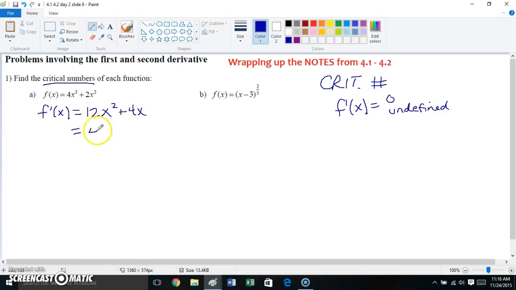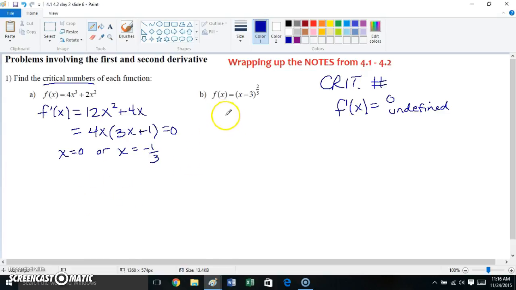Let's factor this, pulling out a common factor of 4x. We're left with 3x plus 1. We want to know when this is equal to 0, and that happens at x equals 0 or x equals negative 1/3.